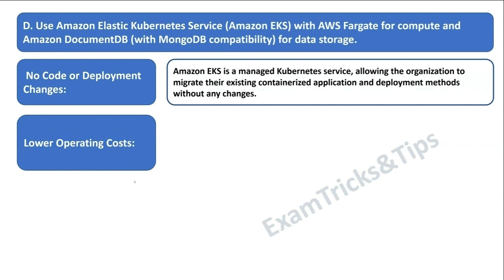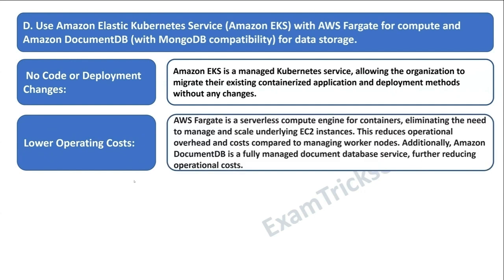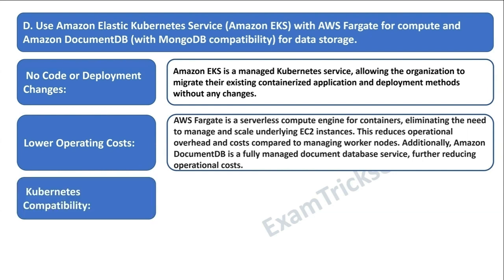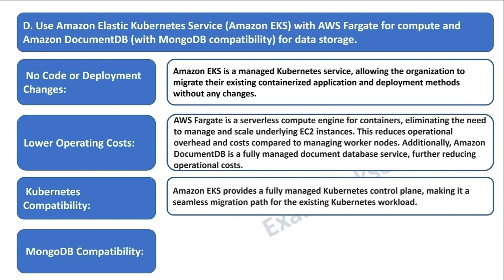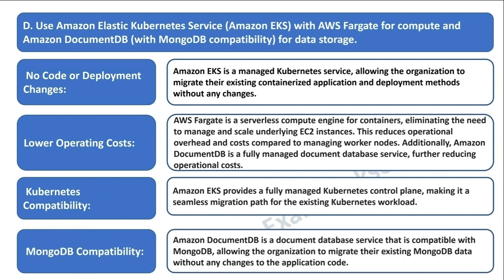We've gone for serverless solutions here. In case of AWS Fargate, it's a serverless compute engine, and also you don't have to manage any EC2 instances underlying. In case of DocumentDB as well, it's a fully managed service. So from a database perspective also, you don't have any operational overheads. And Kubernetes compatibility, that is one of the requirements. So that's not a big one. And MongoDB compatibility, I think we have covered in the first aspect, which is no code or deployment changes, because we are going for compatible solutions and tech in case of compute as well as database.